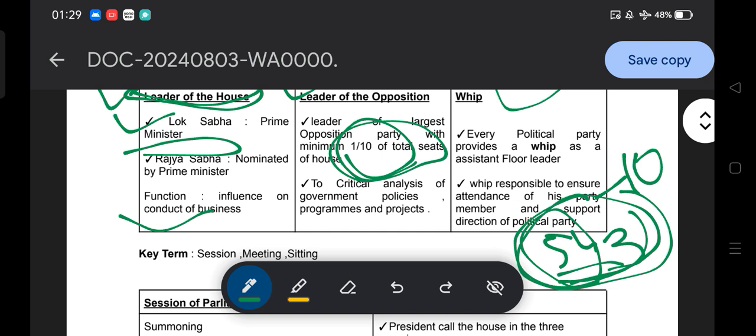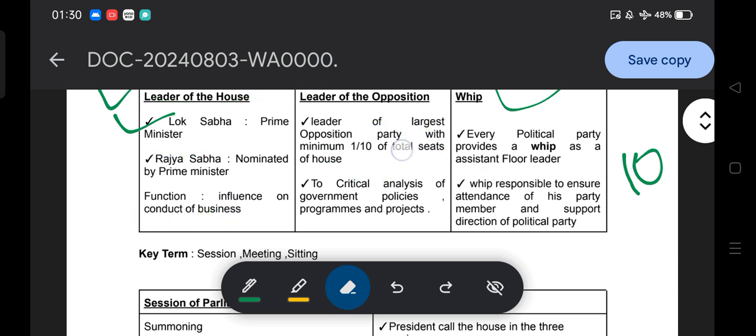But the question arises, who is the leader of opposition of the Lok Sabha? Okay, I have already made it clear to you that Congress has secured the minimum requirement to be considered as the leader of the opposition party. Now the question to you is, who is the leader of opposition of the Lok Sabha? You need to tell who is the leader of opposition of Lok Sabha. Okay, so that is how the thing is.